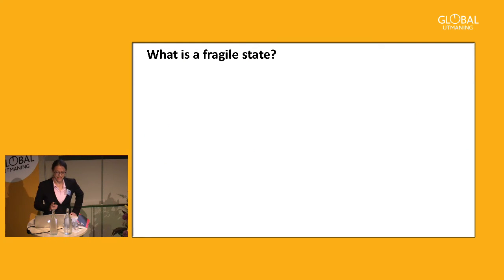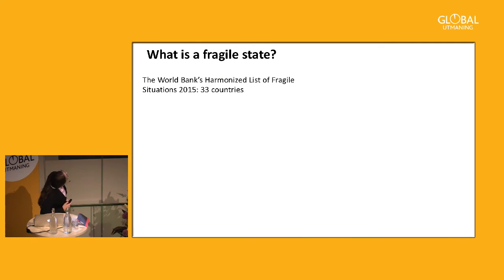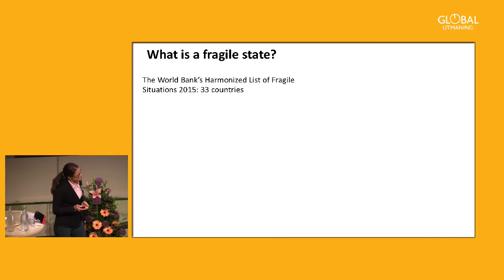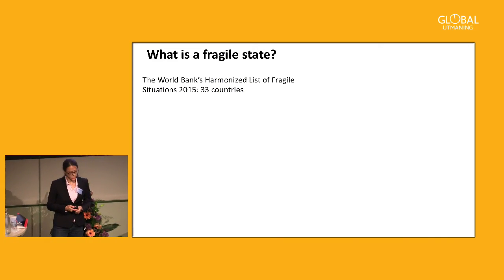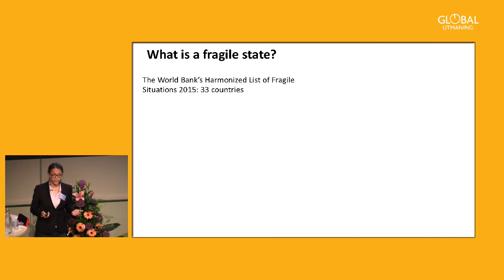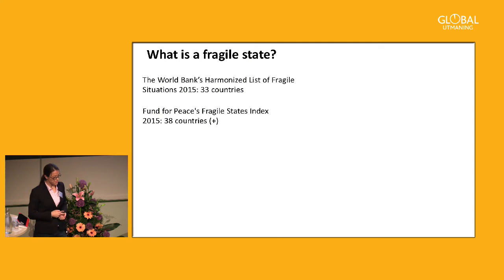Going back to definitions and categories. What is a fragile state? I think most of you have a concept of what a fragile state is. But also here, there's a problem with definitions. You can use the World Bank's harmonized list of fragile situations in 2015, which takes into account 33 countries, or the Fund for Peace Fragile States Index, which has 38 countries.